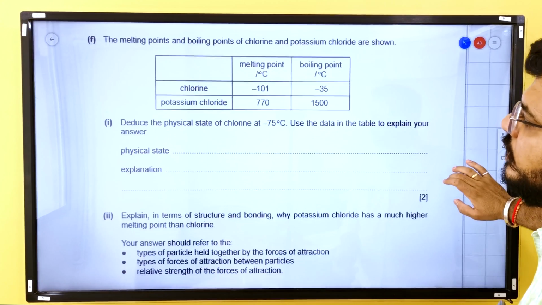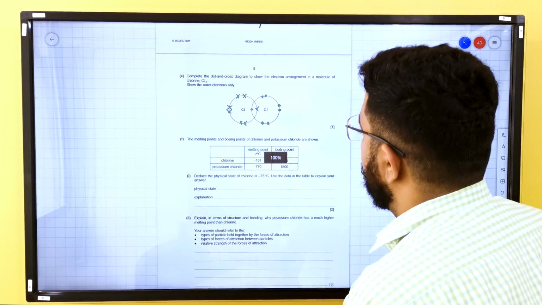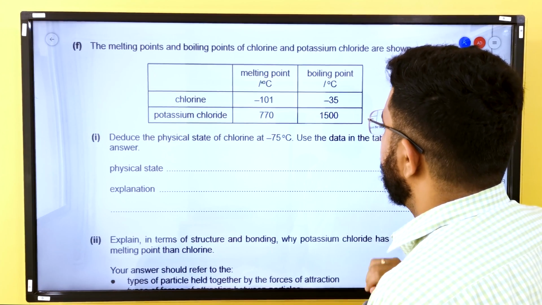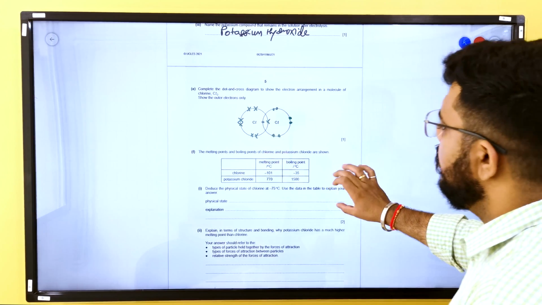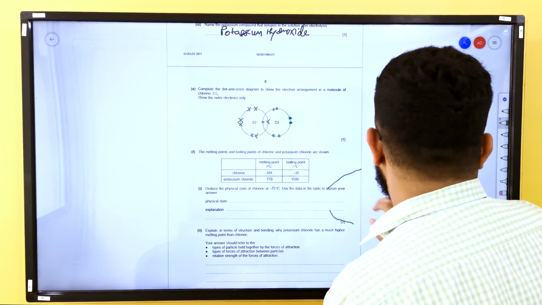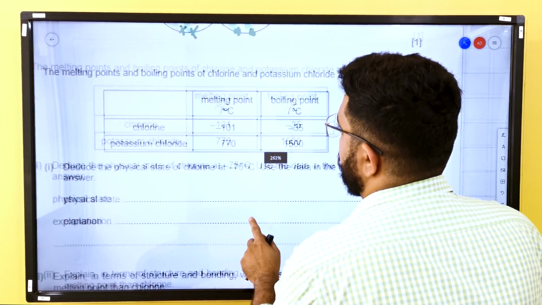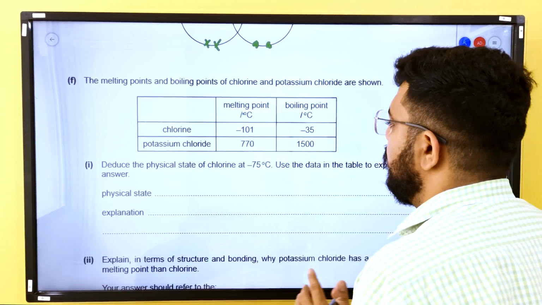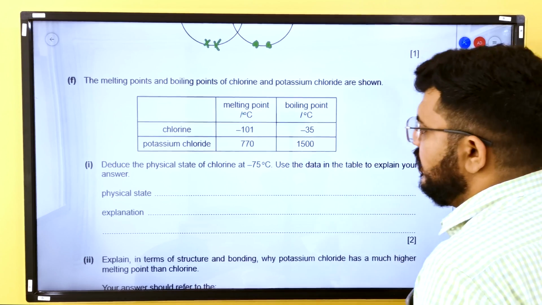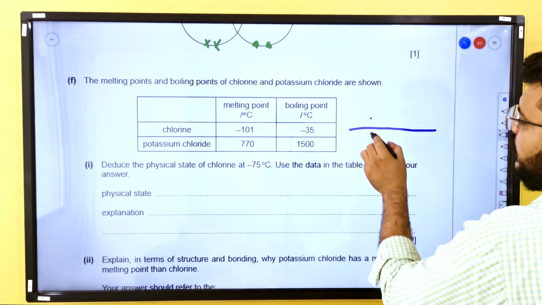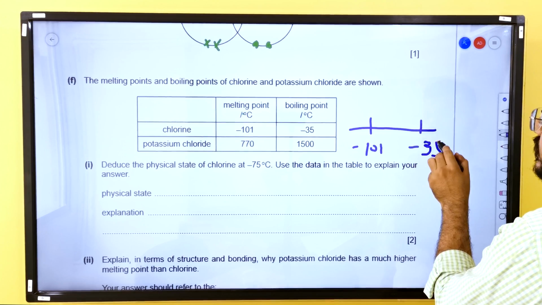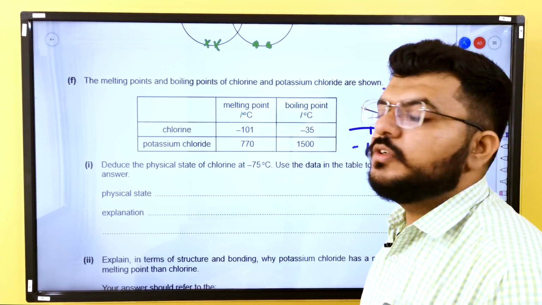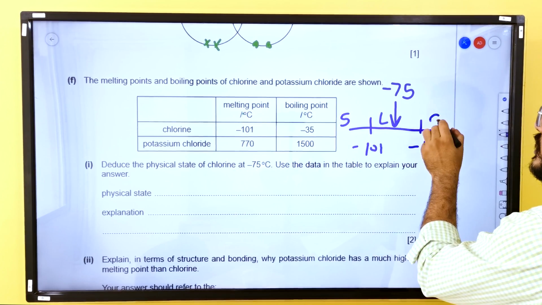Question F. The melting points and boiling points of chlorine and potassium chloride are shown. Deduce the physical state of chlorine at minus 75 degrees Celsius. Use the data in the table to explain your answer. The data shows that chlorine is melting at minus 101 degrees Celsius and boiling at minus 35 degrees Celsius. We have to deduce the physical state. If I draw a number line, minus 101 is here, minus 35 is here. Minus 35 is greater than minus 101 and minus 75 is going to fall between them. So what will be the physical state? Melting. So it's solid here, liquid here and gas here, correct?